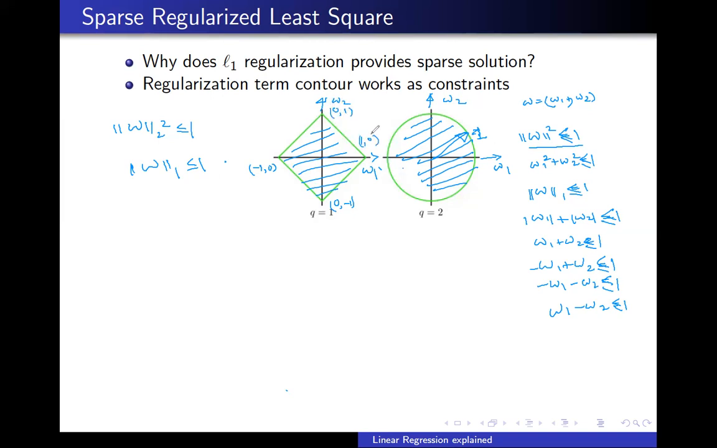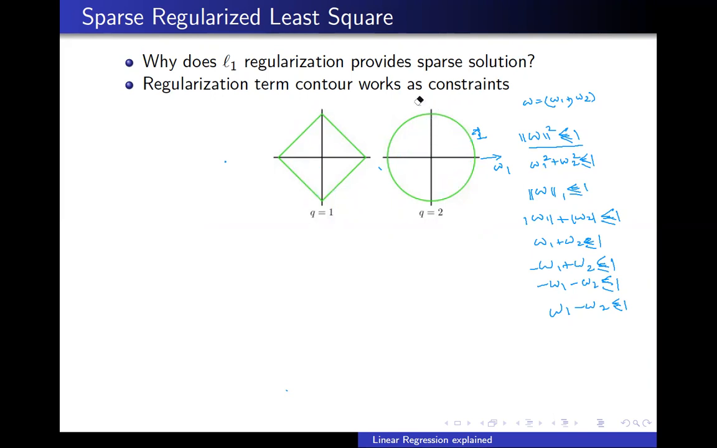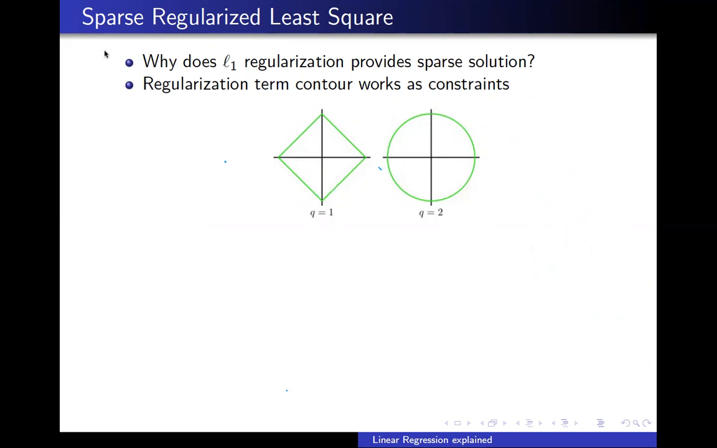So this constraint is restricting the region in the parameter space where your solution may exist. In this parameter space, the constraint simply says that any solution outside this circle or outside this rhombus is not acceptable. Okay? That is what this constraint corresponds to. It still doesn't explain why you are getting the sparse solution in the case of this L1 regularization. So we'll come back to that in a second. Let's clean this up.